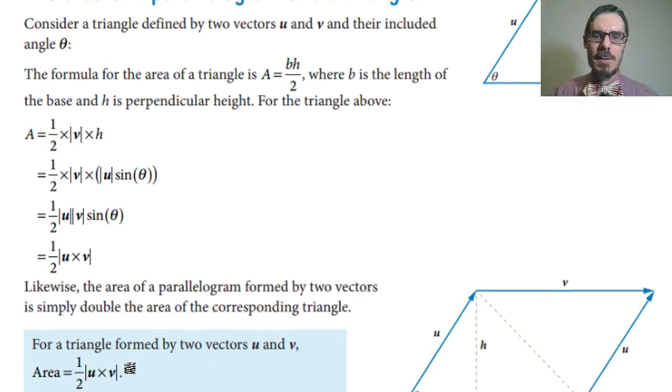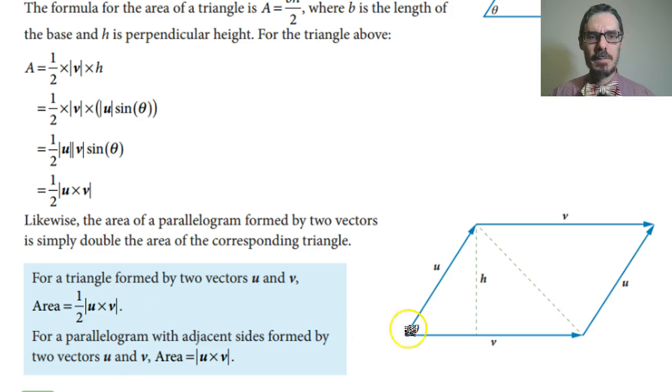There's a similar trick for a parallelogram, because a parallelogram is just double that triangle. How do I work out the area of a parallelogram? It's the base times the perpendicular height. Well, that's mod V times h. But h is mod U sine theta. So the area of the parallelogram is just the length of U cross V.